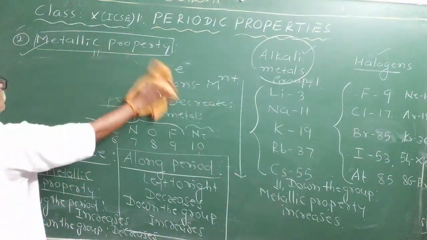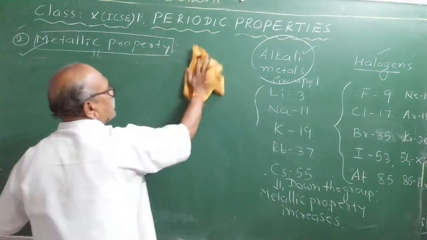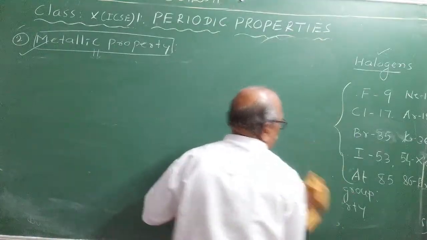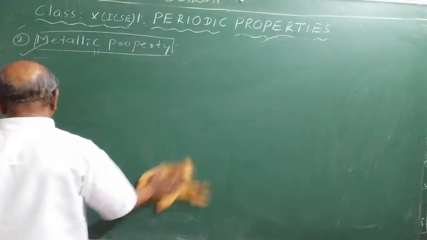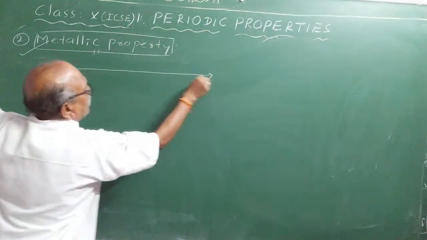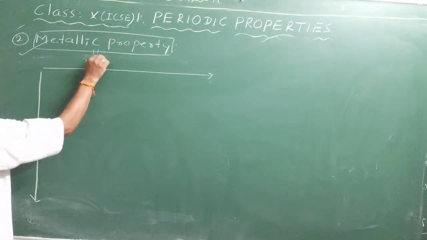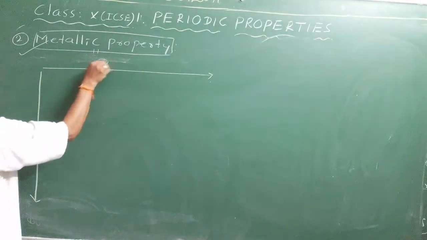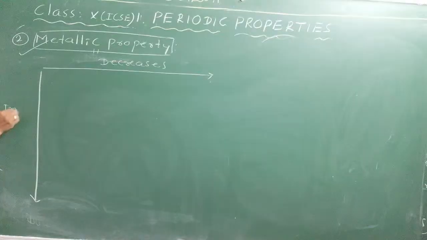Look here. What happens? Let me explain again. Just remember the concepts clearly. If the concepts are clear, then you can answer the application questions carefully, because most of the questions are in the new pattern, so they are based on that. Why metallic property along the period? Along the period, metallic property decreases from left to right, and increases down the group. Carefully understand.